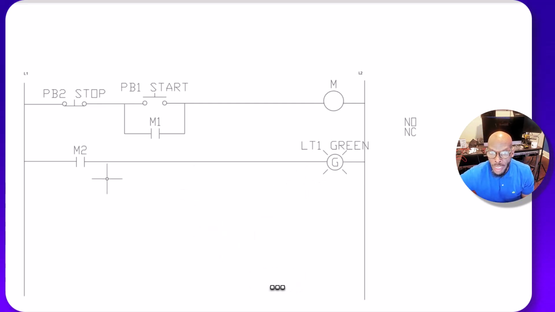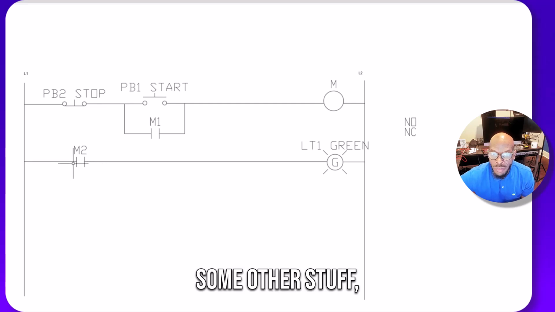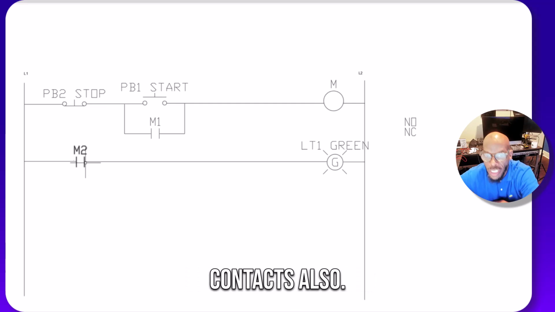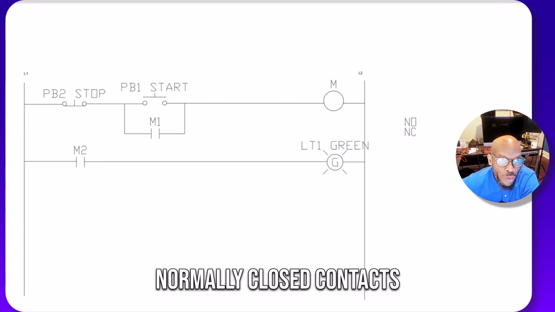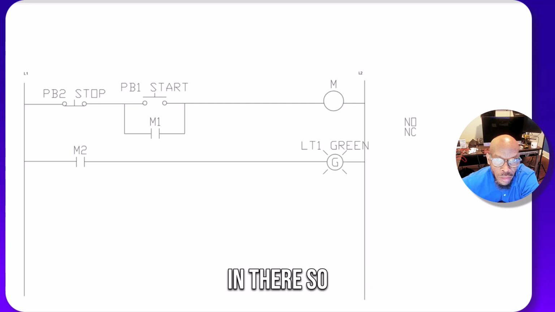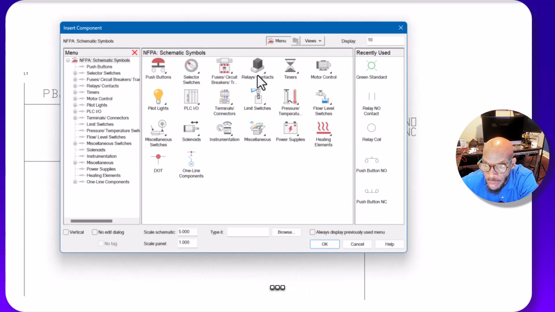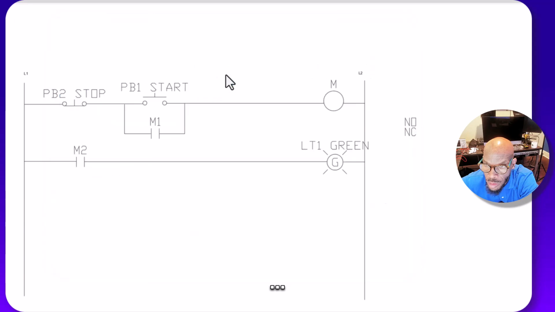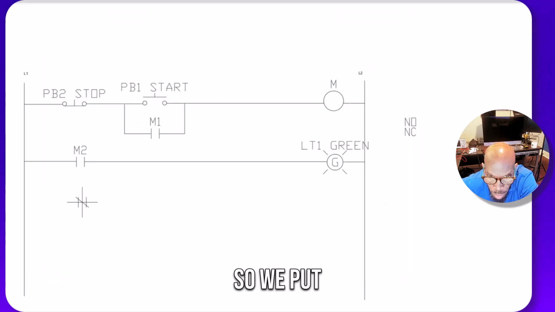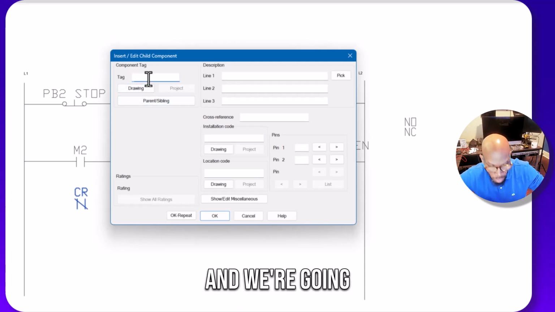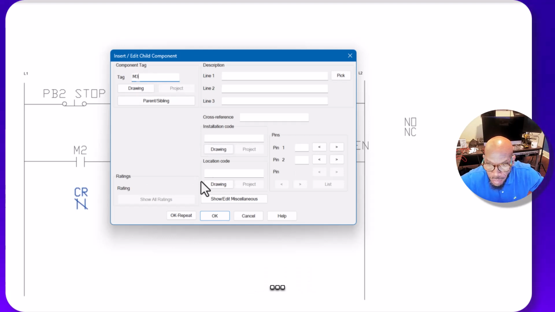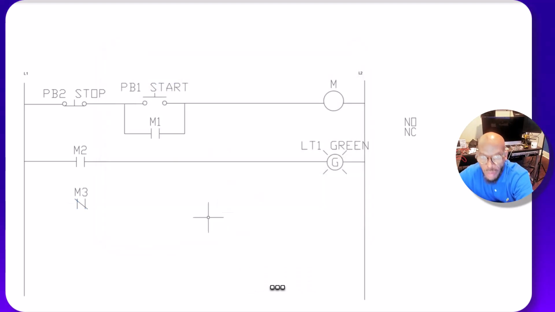Now, let's look at some other kinds of contacts, because you've got normally closed contacts also. So let's put those in there. Let me put a set of normally closed contacts in there so you can see what that looks like. So we put this in here, and we're going to call this M3.